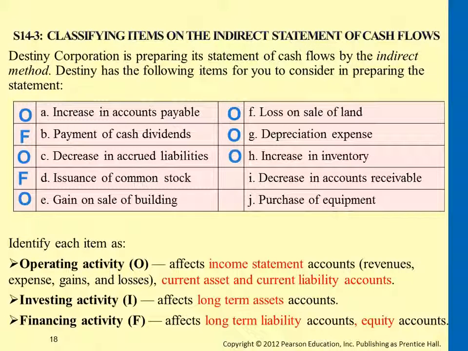Okay, accounts receivable decrease. Operating. Accounts receivable is part of current assets. It's listed very close to inventory. Purchase of equipment, investing. This is a long-term asset activity. Okay, any questions on this?